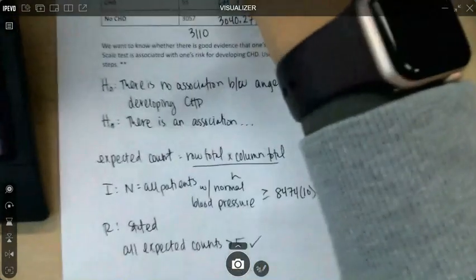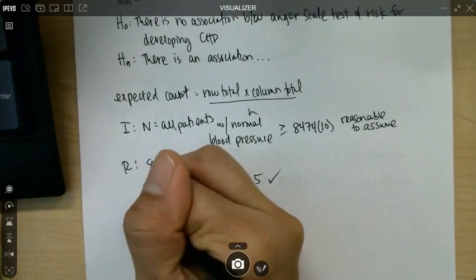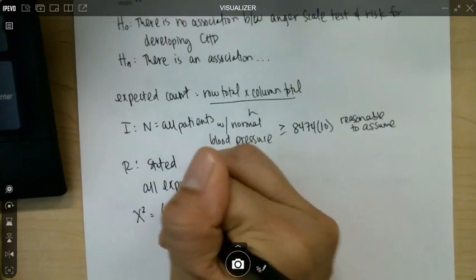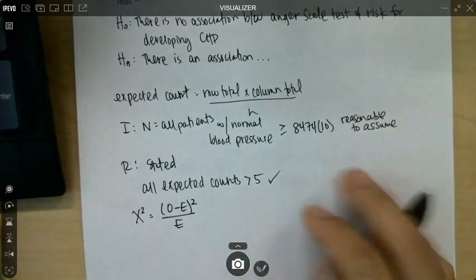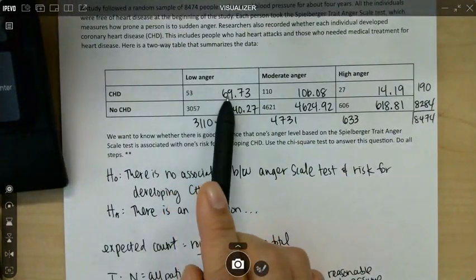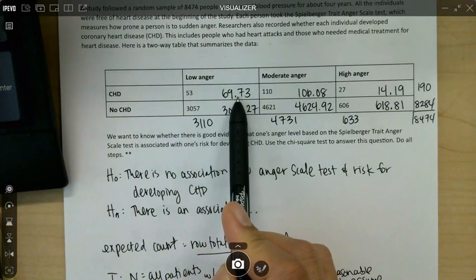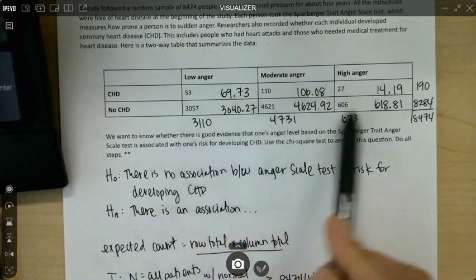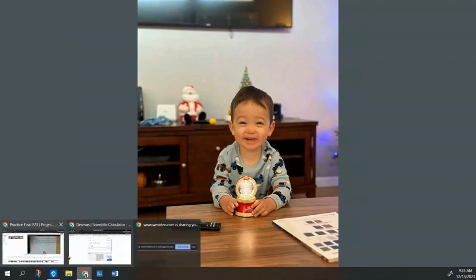Okay, so now we have to do our calculations. So remember the calculations for the chi-square tests. To get our test statistic, it's going to be the observed minus the expected squared over the expected. So we could do that individually, right? We could do 53 minus 69.73 squared divided by 69.73 and do that for each of the things. But remember, there is a way that we can do that in GeoGebra, so I'm going to show that now.